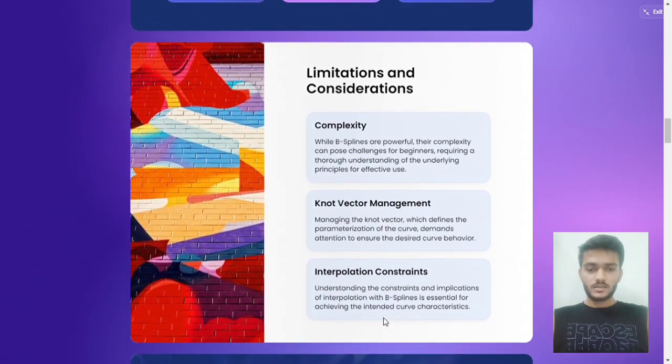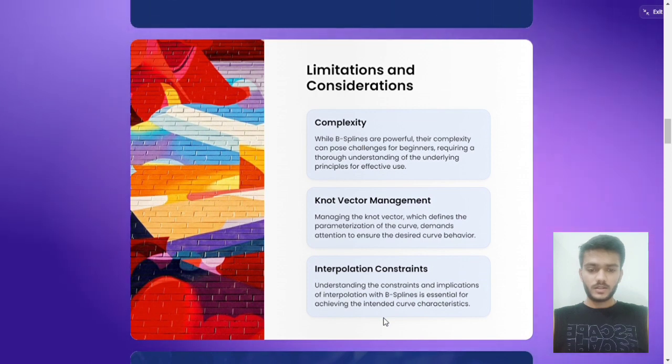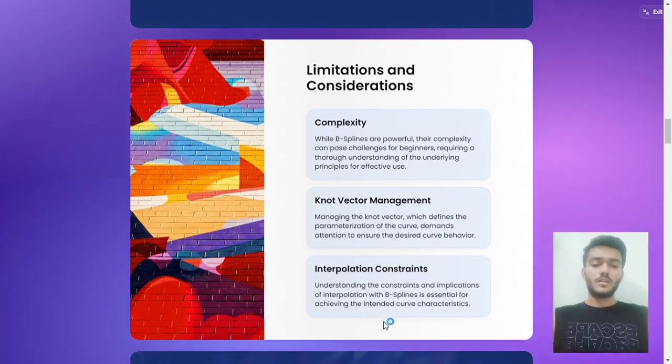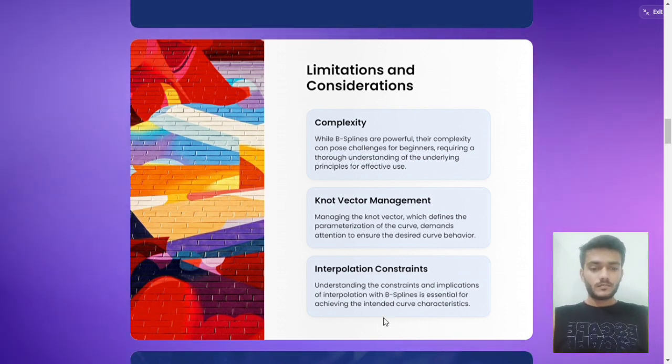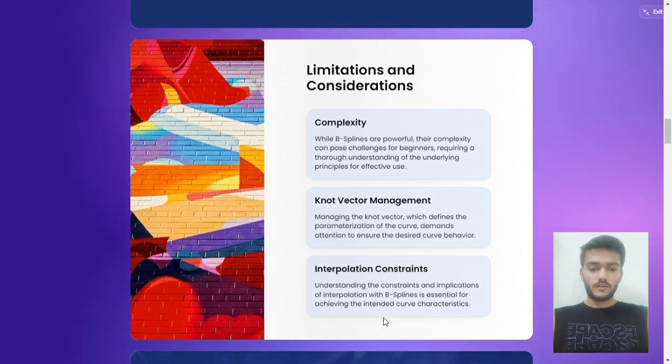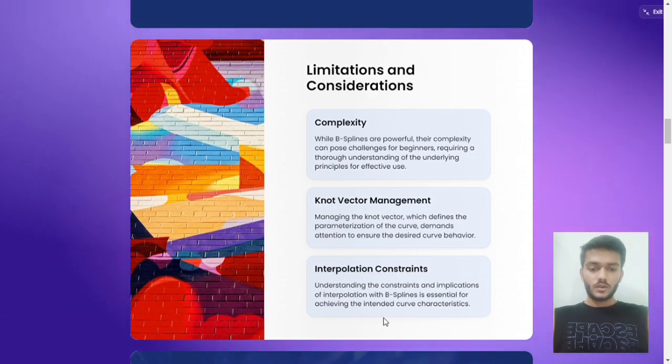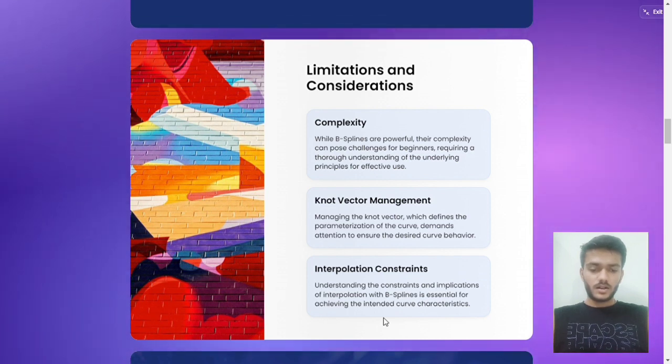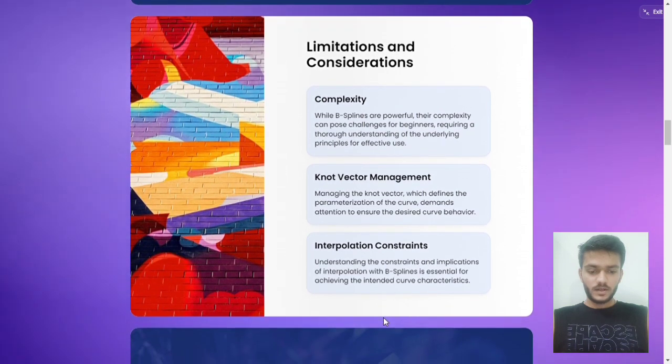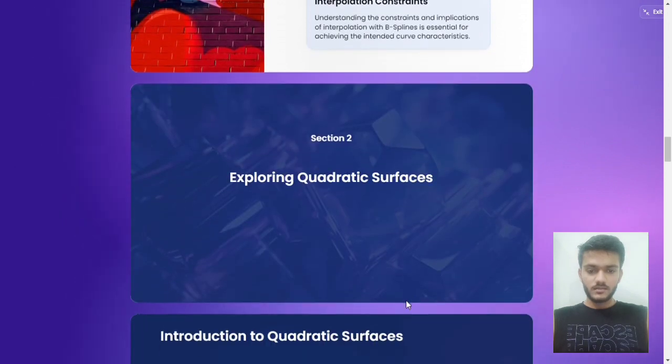Limitations and considerations of B-splines: complexity. While B-splines are powerful, their complexity can pose challenges for beginners, requiring a thorough understanding of the underlying principles for effective use. Knot vector management and interpolation constraints. Understanding the constraints and implications of interpolation with B-splines is essential for achieving the intended curve characteristics.